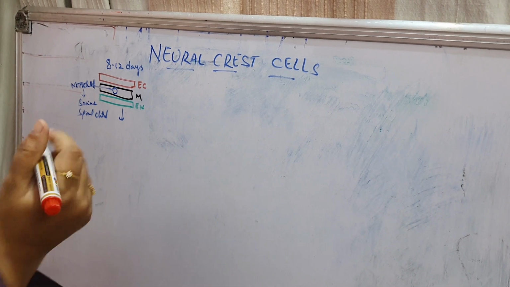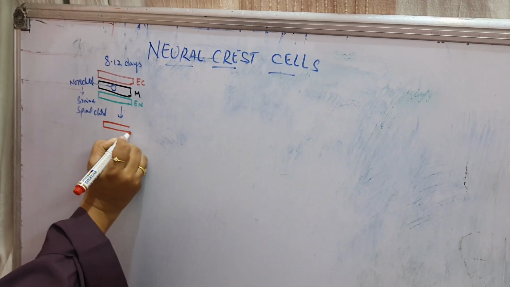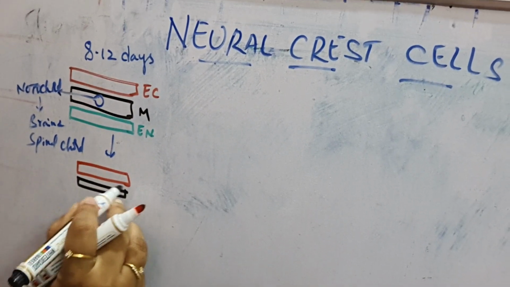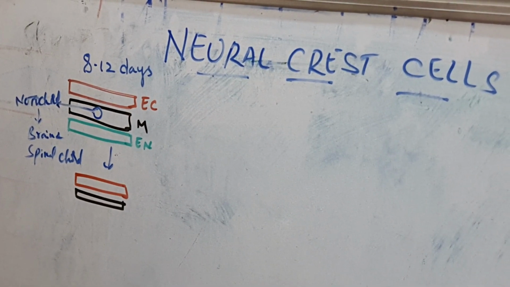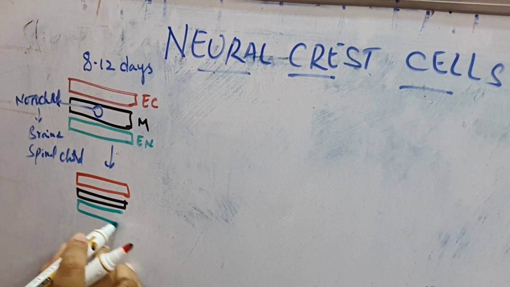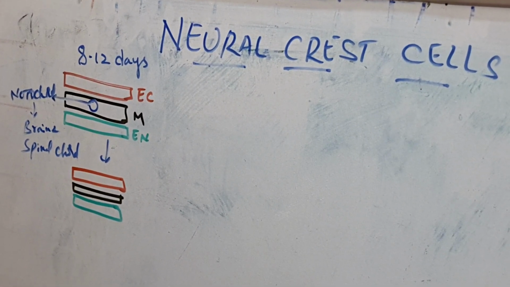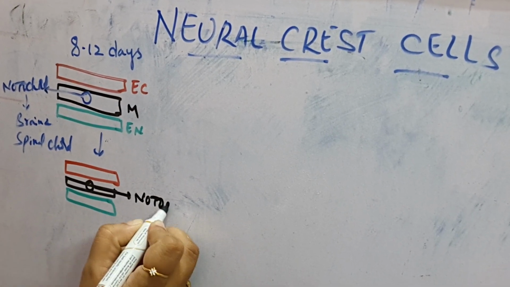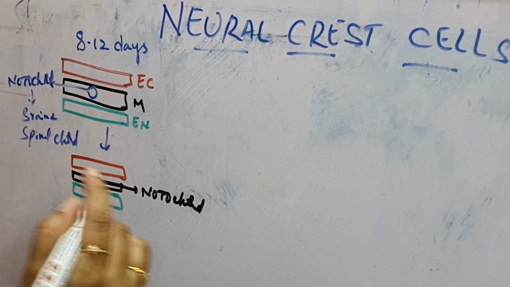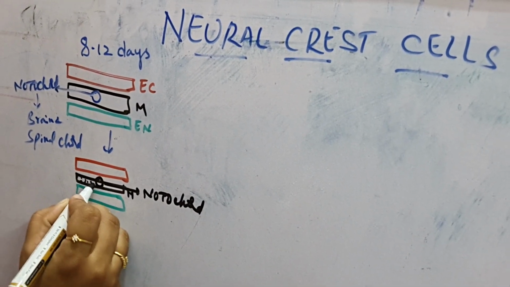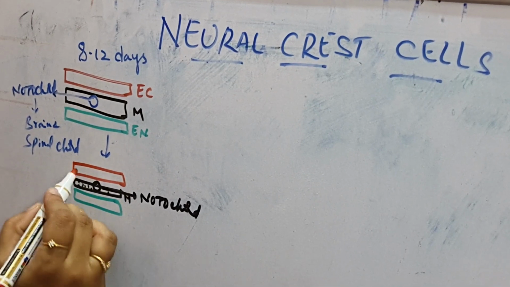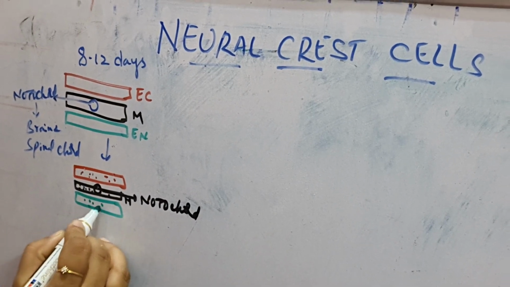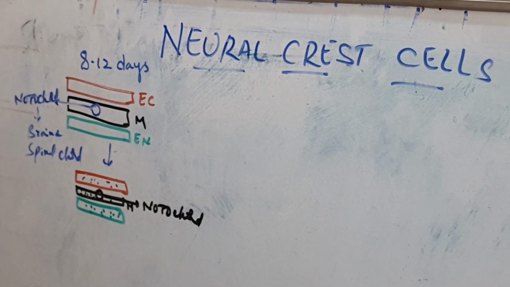To explain the importance of the notochord, I will draw the same picture here: that is your ectoderm, here it will be mesoderm and here it will be endoderm. And in the mesoderm, you will have the notochord. What is the main function of the notochord? This mesoderm is made up of mesodermal cells, the ectoderm is made up of ectodermal cells, and similarly the endoderm is made up of endodermal cells.